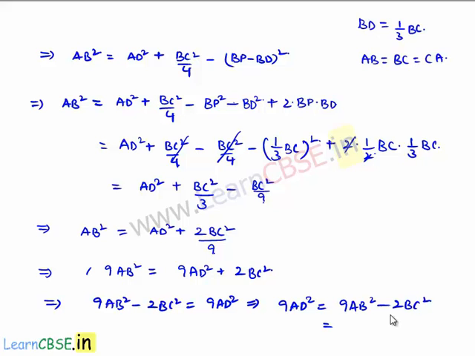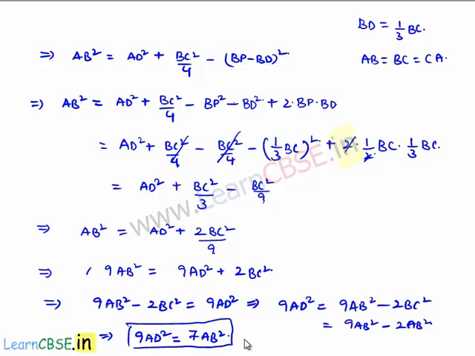In equilateral triangle we know that BC is equal to AB. 9AB square minus, we can write BC as AB, then we get 2AB square. Finally we get 9AD square is equal to 9AB square minus 2AB square is nothing but 7AB square. This is what the required proof for us.